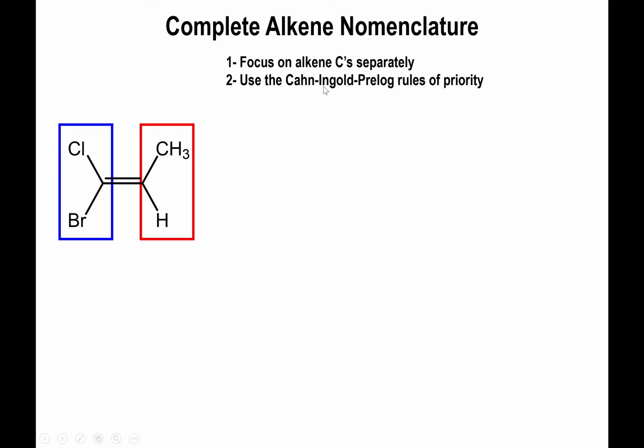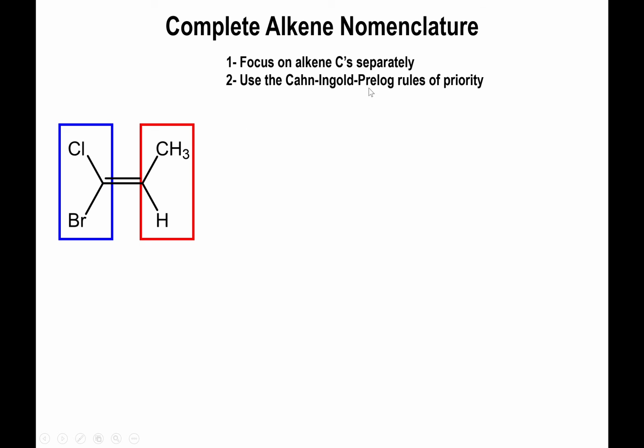So we're gonna once again utilize the Kahn-Ingold-Prelog rules. And you do this per side of the alkene, right? So I don't want you to compare, at least not at this point, the groups across the alkene. It's only the groups that are bound to the same carbon. So in this case, you compare chlorine to bromine.